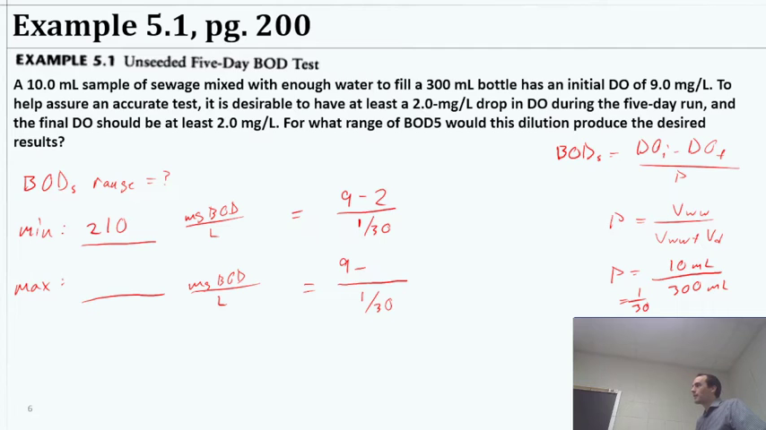So at least that. I'm sorry, I did that all backwards. That's the max, right? So you guys are giving me funny looks. Yeah, the final has to be at least 2 less, right? So that should be 2 there, which means this is 60. Is that better?